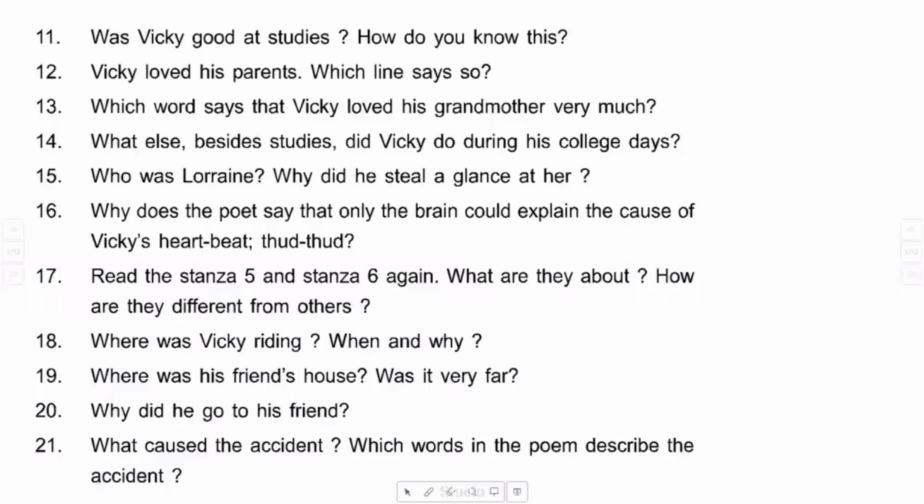This is the line exactly given in the poem, in the third stanza. So likewise, question number 12, Becky left his parents. Which line says so? If you go to stanza number 4, in the first line, you get the answer to this question. Next, question number 15, who was Lauren? Why did he steal a glance at her? Obviously Lauren, as you know, is the name of a young girl. Then go to young girl, where his eyes fall. Then the next question, 16, his heart was beating, thumping.